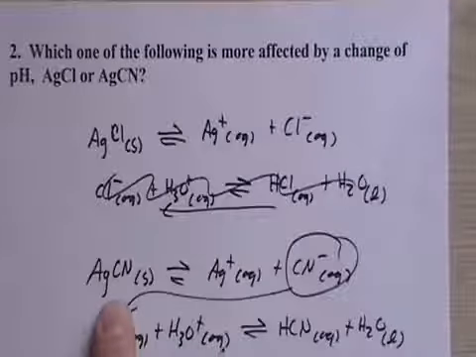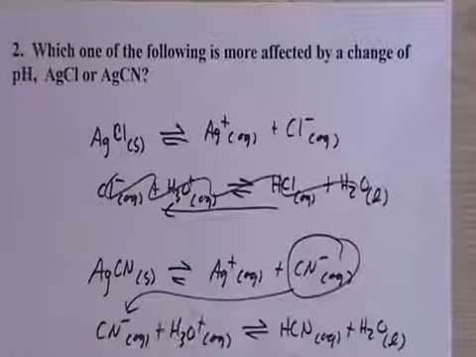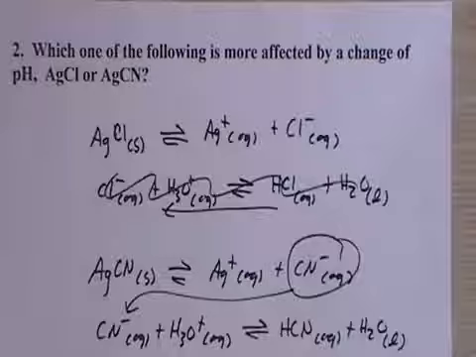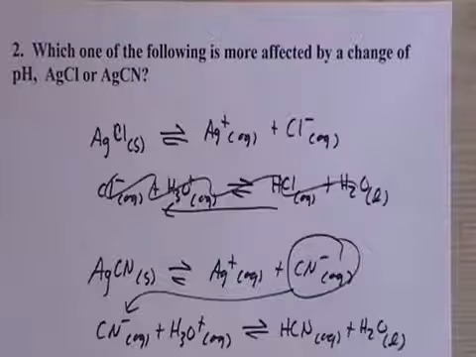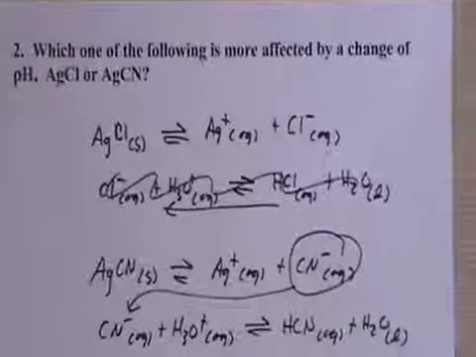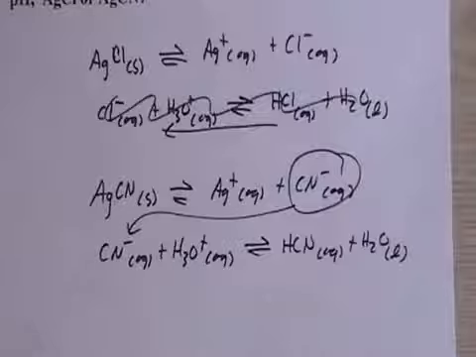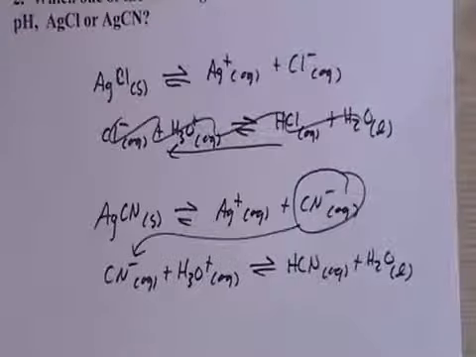So we'd expect that when we put silver cyanide in a solution, a lot of it would lay on the bottom. We add a little bit of acid, or a lot of acid, and a little bit more of it will dissolve. Not very much, but definitely it is more affected than the AgCl.